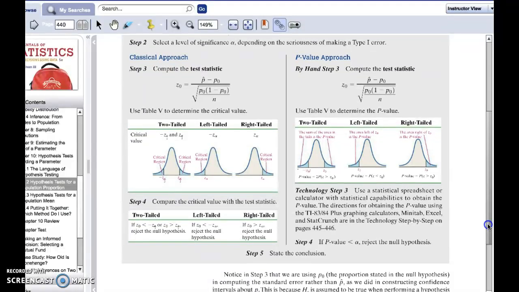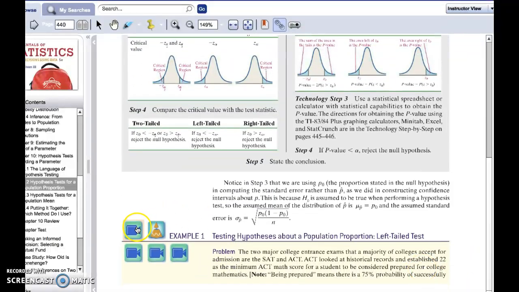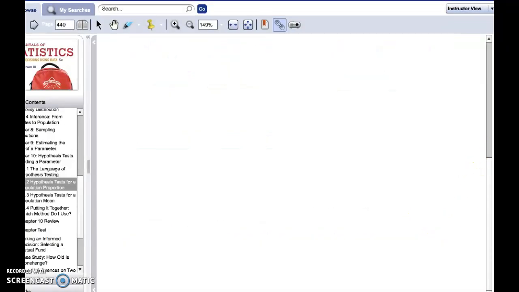So let's take a look at what your book does in example 1. Notice you've got multiple videos. Make sure you're watching the StatCrunch example. Some of these have calculator versions. StatCrunch, I believe it's this middle one. And then they also do the by hand, which I don't recommend that you necessarily go through. So for example 1, you would want to make sure you read the setup.